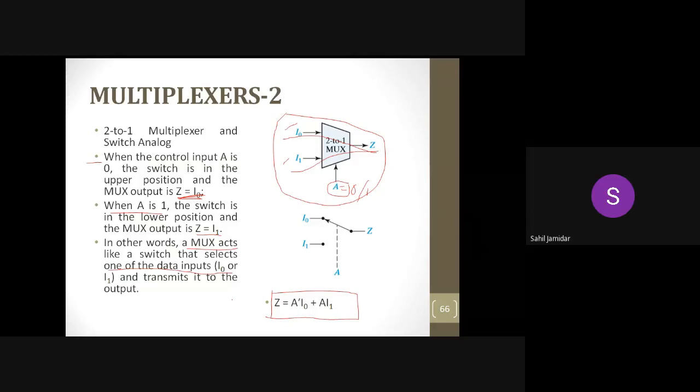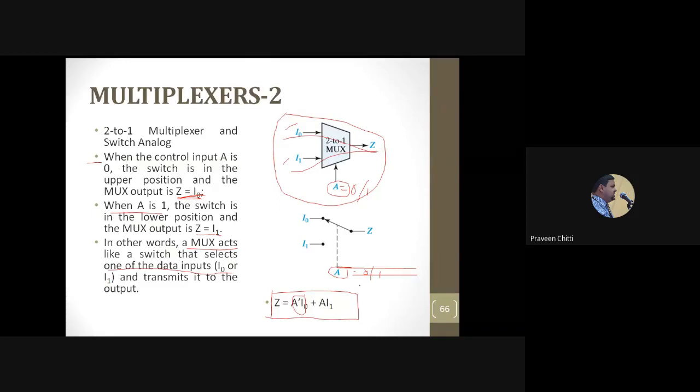When A bar will be 0, the output should not pass I0 — A bar is not the actual variable, the actual variable is A. So this will be either 0 or 1. When A is 0, A bar will obviously be 1, and 1 and I0 will be I0. And when A is 0, 0 and I1 will be 0. So 0 or I0, you are going to get I0. Is that clear? When A is 0, A bar will be 1 and it gives you output as I0.